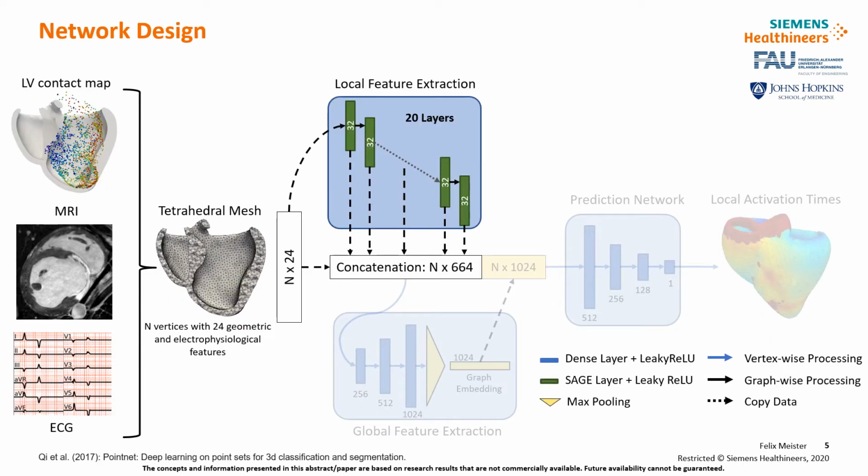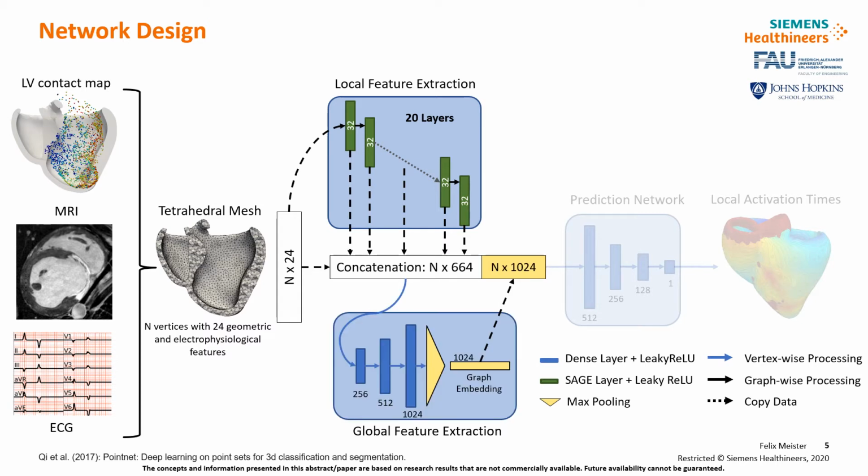Putting it all together, the tetrahedralized mesh with vertex-wise features is processed by an adaptation of PointNet, a deep learning framework to process 3D point clouds. At first, local features are extracted using a cascade of 20 graph layers. Since each layer is acting on a different receptive field, we concatenate the output of each layer as well as the input features to form the local feature vector.